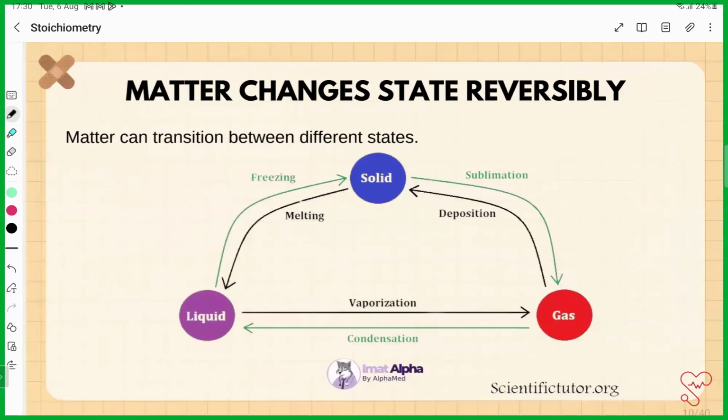Okay, so the states, you are asked about them. These are one of the most important charts in chemistry. Matter can transition between different states. Liquid to solid, of course, we all know, is freezing. Gas to liquid is condensation, solid to gas is sublimation, gas to solid is deposition, solid to liquid is melting or fusion. Liquid to gas is evaporation or vaporization.